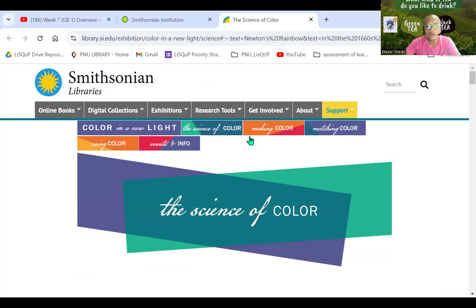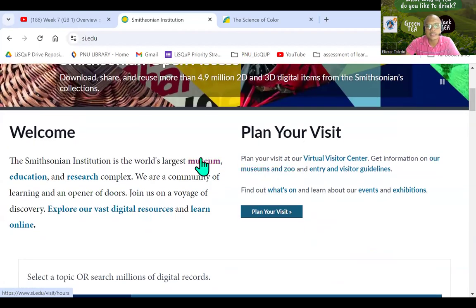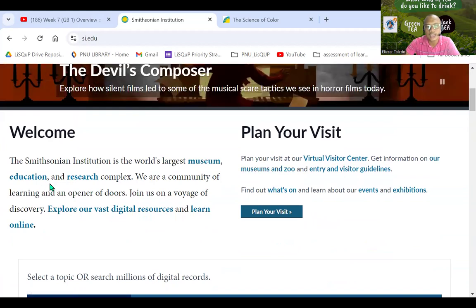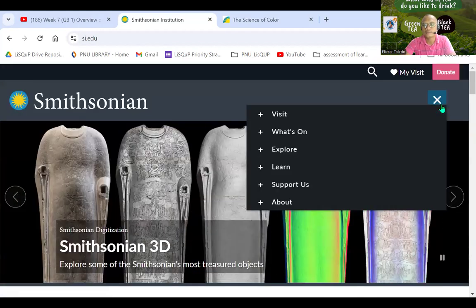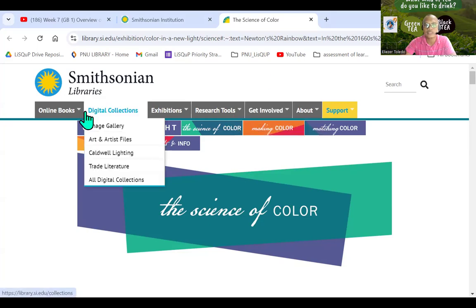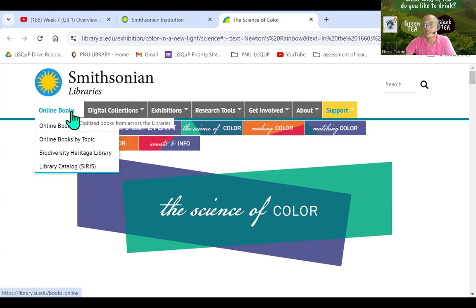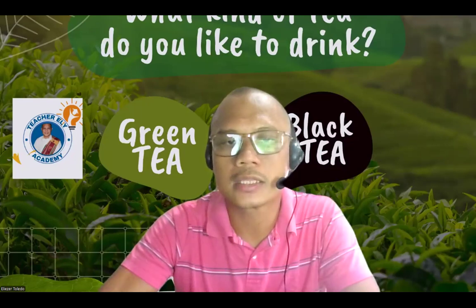Also, I would like to promote Smithsonian Libraries because they have so much in here. And what is the Smithsonian? It is the world's largest museum, education, and research complex. So visit this site, and there's so much you can see in here. I haven't explored much, but there is a lot, and there are exhibitions. They also have online books that you can use. Let me stop sharing and go back to our slide.